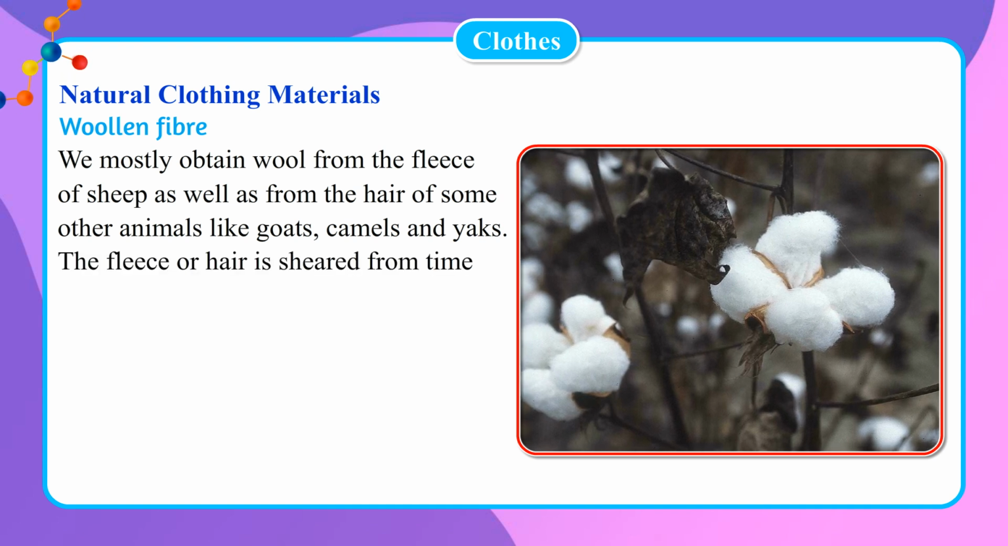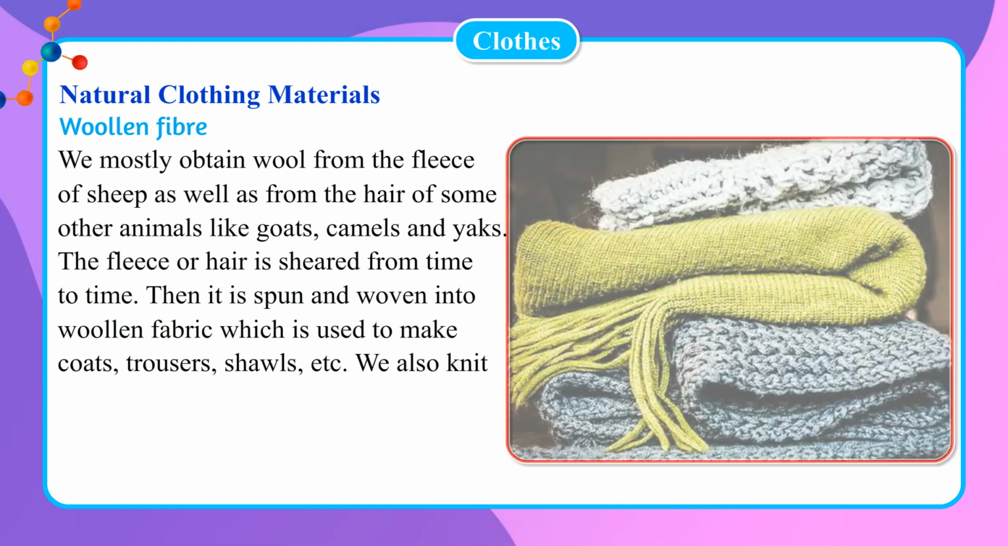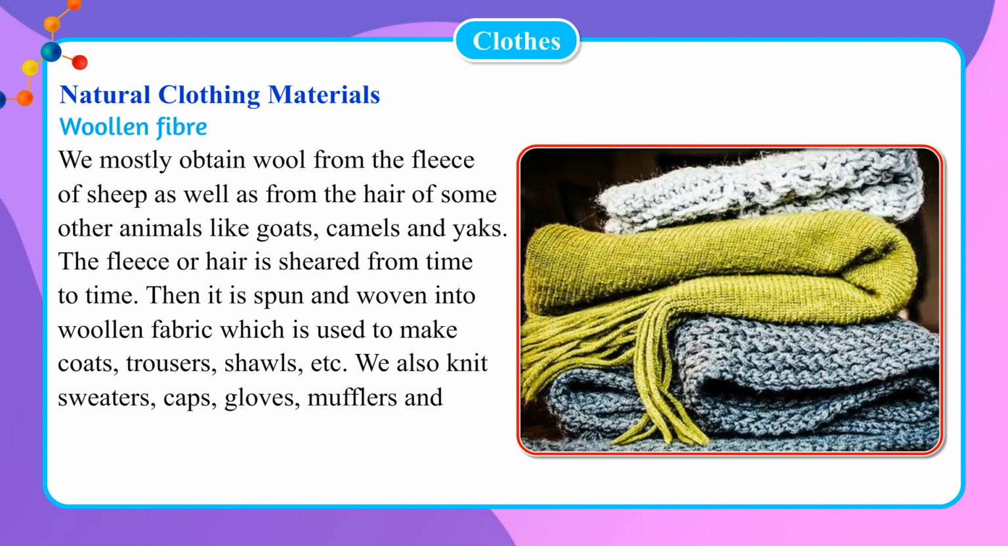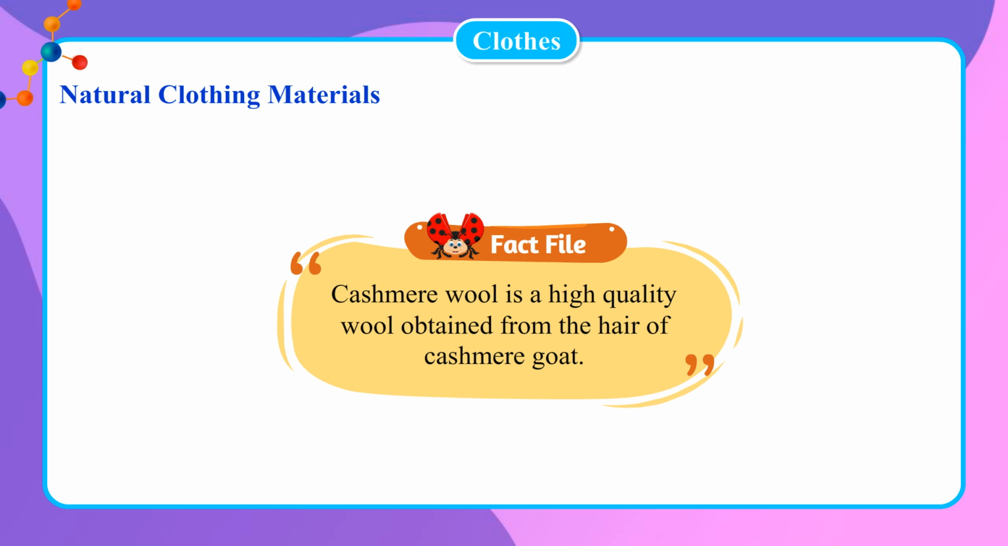The fleece or hair is sheared from time to time. Then it is spun and woven into woolen fabric which is used to make coats, trousers, shawls, etc. We also knit sweaters, caps, gloves, mufflers and socks using woolen fibers. Fact file. Cashmere wool is a high-quality wool obtained from the hair of cashmere goat.